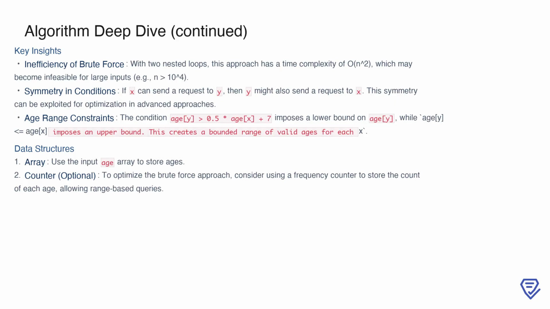For each person, the lower bound is determined by the formula 0.5 * age x + 7, while the upper bound is simply their own age. Recognizing this range constraint allows us to narrow down potential recipients more efficiently. Finally, by using auxiliary data structures such as a frequency counter, we can perform range-based queries faster, avoiding the need to compare every pair individually.